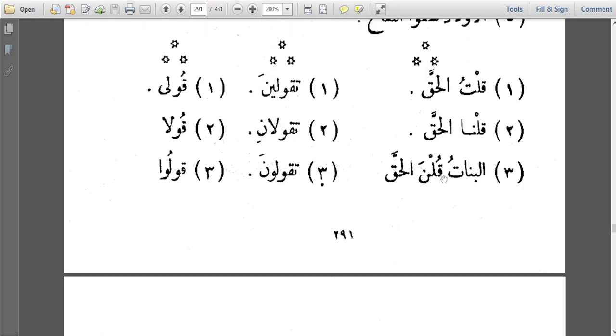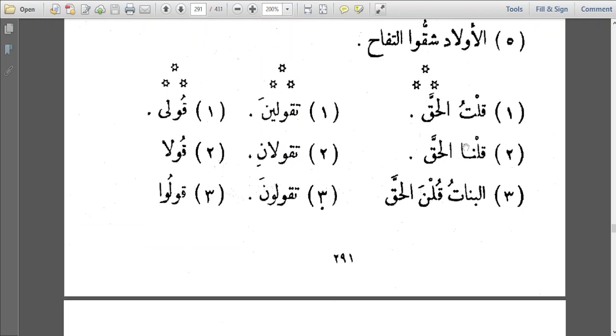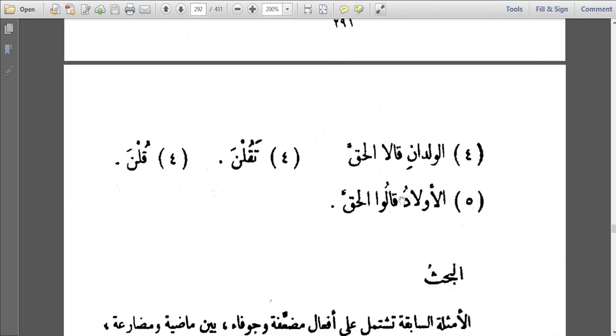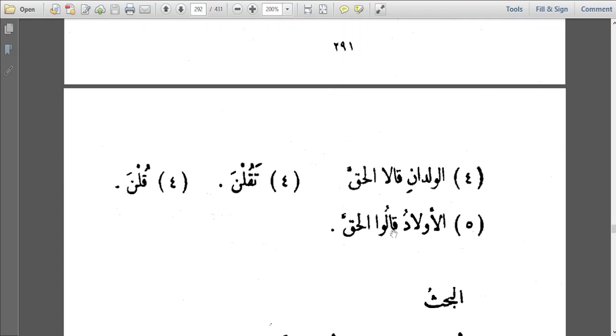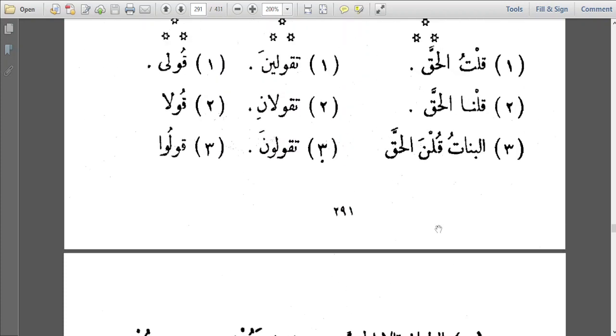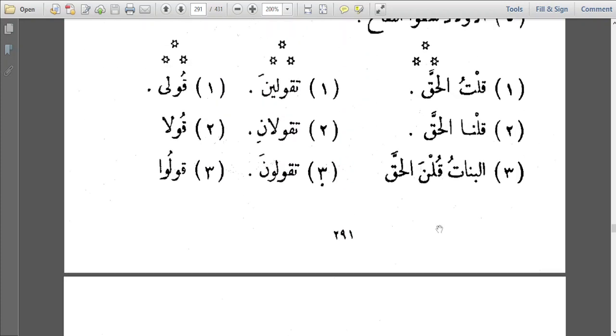Now when the lam is having sukun, the alif is omitted. Look at kultu, kulna, kulna. But when we come to qala, the lam is having fatha. Qalu, the lam is having dhamma. In that case, the alif stands. When does the lam take a vowel, and when does the lam not take a vowel? The lam does not take a vowel and it becomes sakin when the ضمير is متحركة, when the ضمير has a vowel. قلت, قلنا, قلنا.